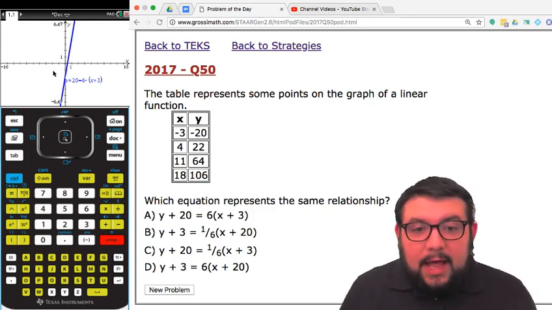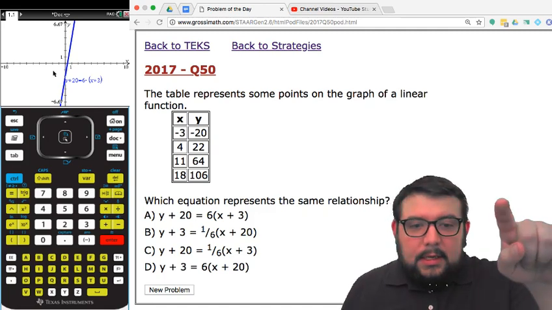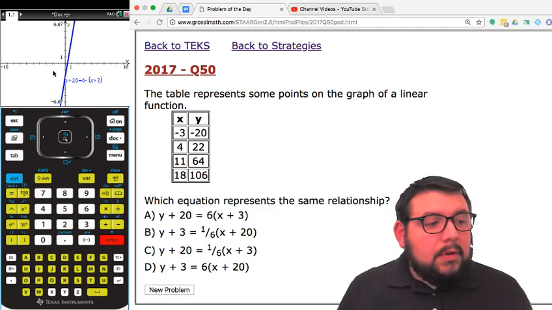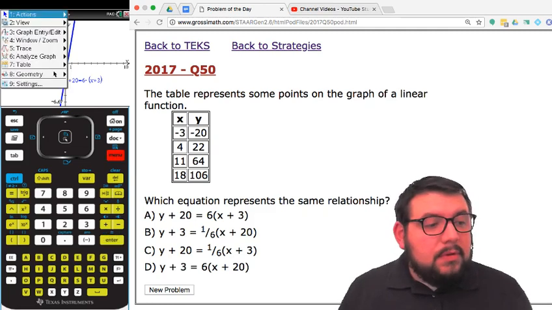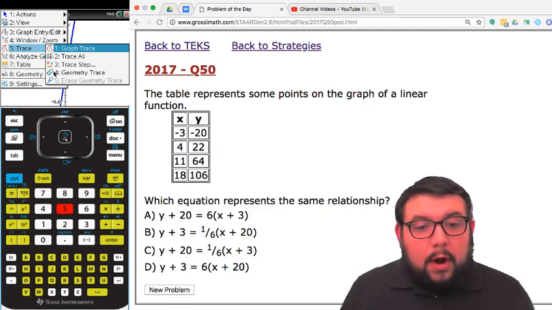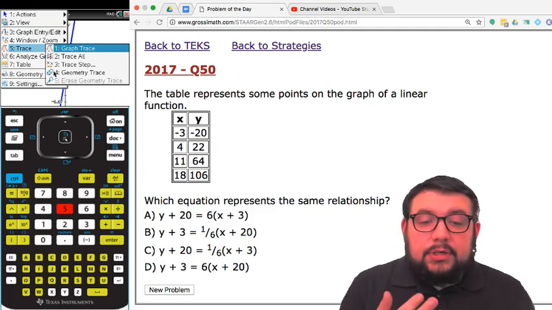Now that I have the line, I can finish tracing the line. The calculator is going to trace it for you. You don't have to do it manually. Okay, so to trace, you're going to push menu 5. Trace starts with a T. That's the T of GRT, graph relation trace.